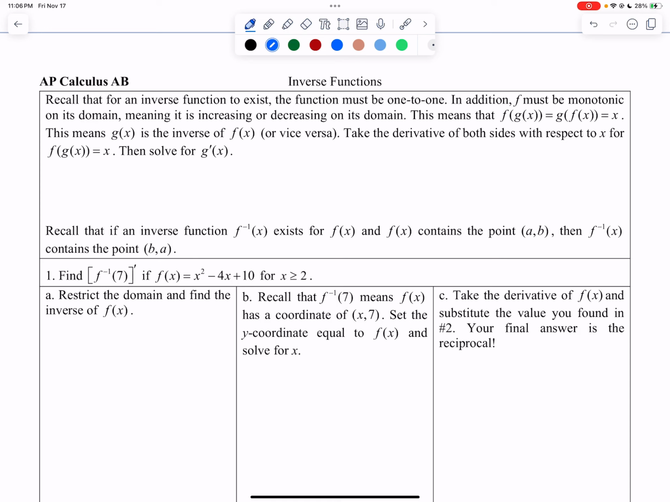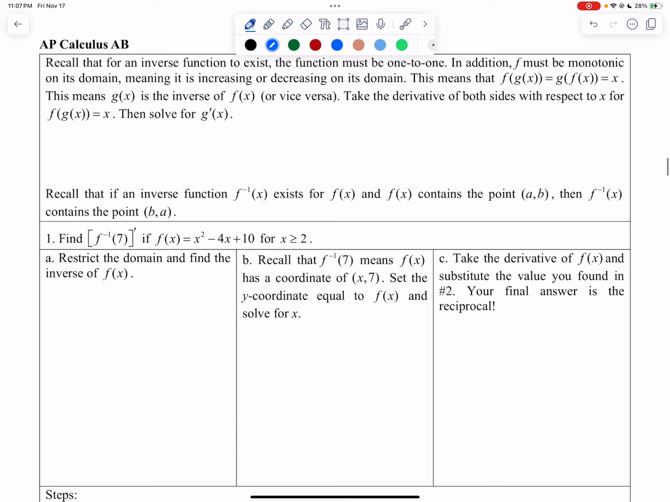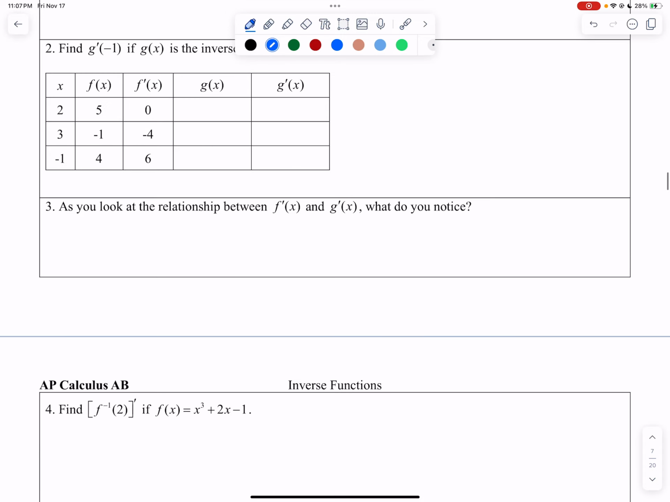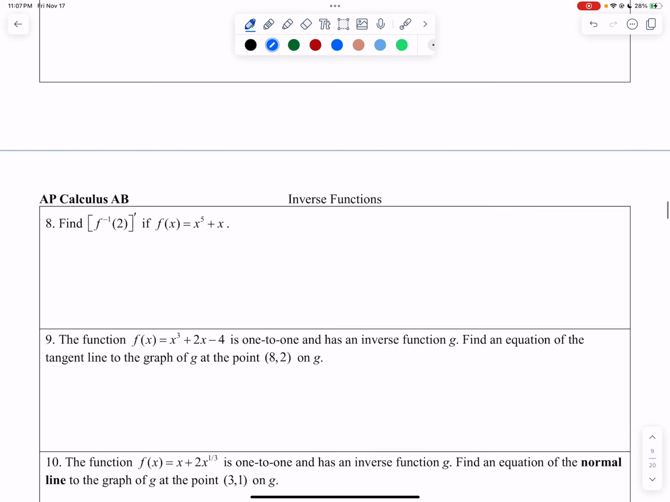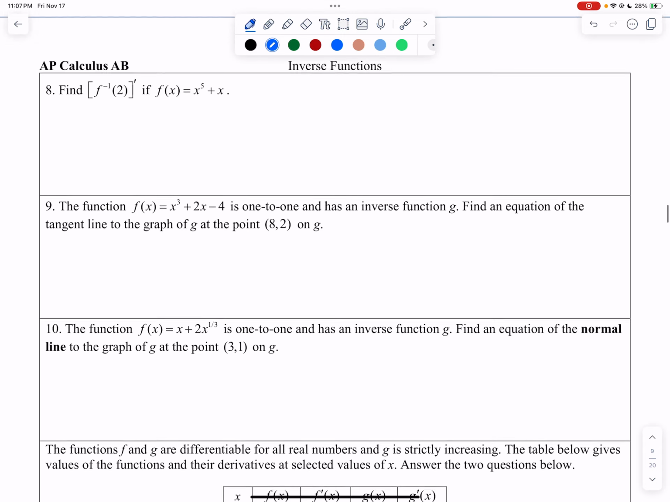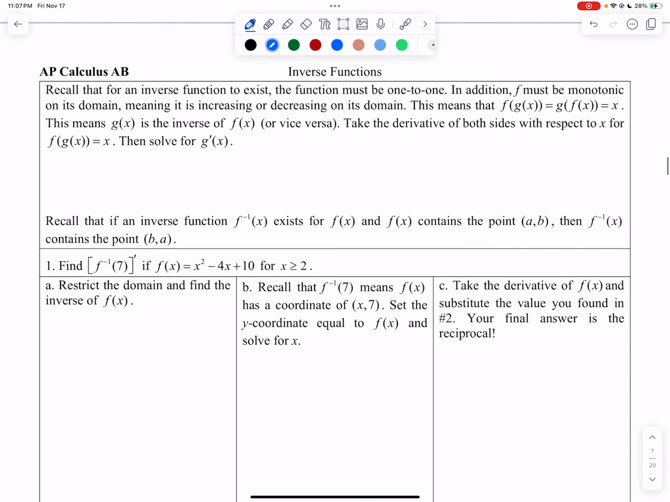Alrighty, in this video, we are going to be talking about inverse functions and the background of inverse functions. So in this video, I'm only going to do example 1 and give you the background and the runaround of it. And then in another video, we'll do some other problems. I'm not going to do all of these because they get pretty repetitive in terms of what you guys are doing.